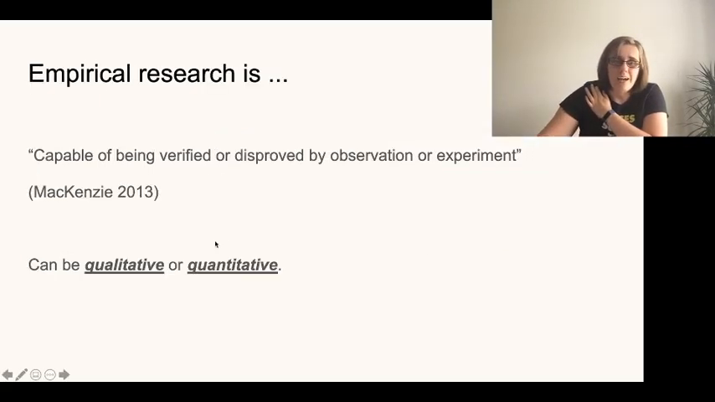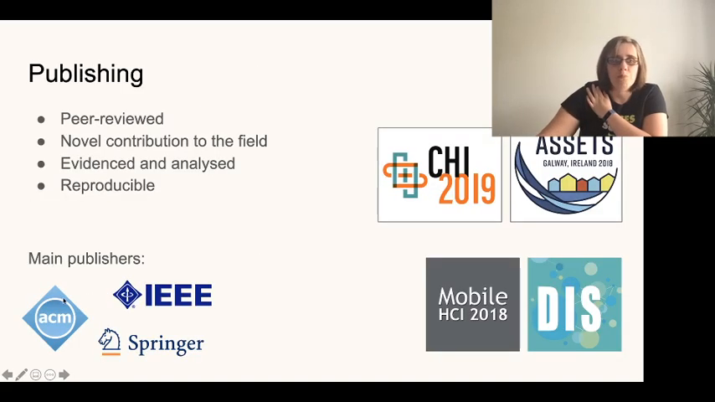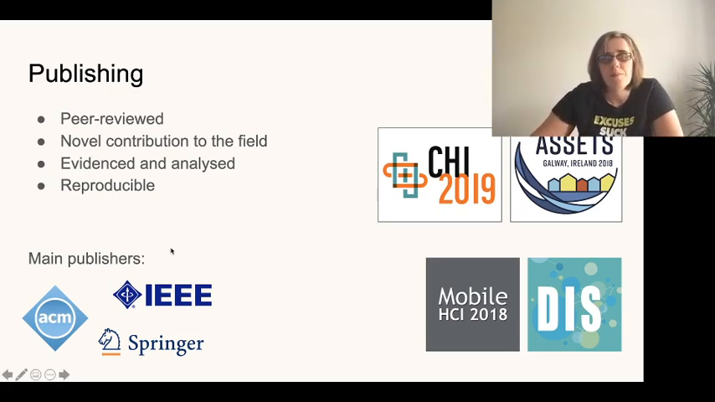Typically I tend to publish in the ACM, the Association for Computing Machinery. You can find a whole bunch of papers within the ACM. It's not just HCI, it's a broad spectrum across all of the computing science topics. IEEE or Springer are the other ones. ACM tends to do conferences, so a lot of the papers that you read for HCI are conference papers.